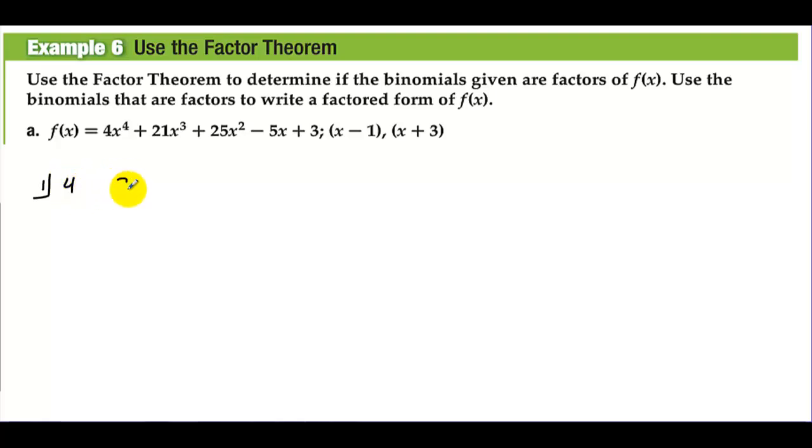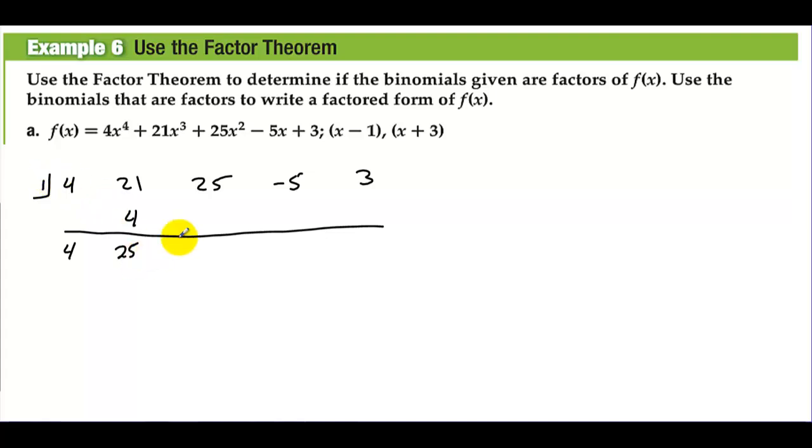We have 4, 21, 25, negative 5, and 3. 4, 3, 2, 1, 0. No zeros needed. So let's leave some room. Bring the 4 down. Multiply. 4. Add. We have 25. Let's multiply. We have 25. We're going to add. That's 50.